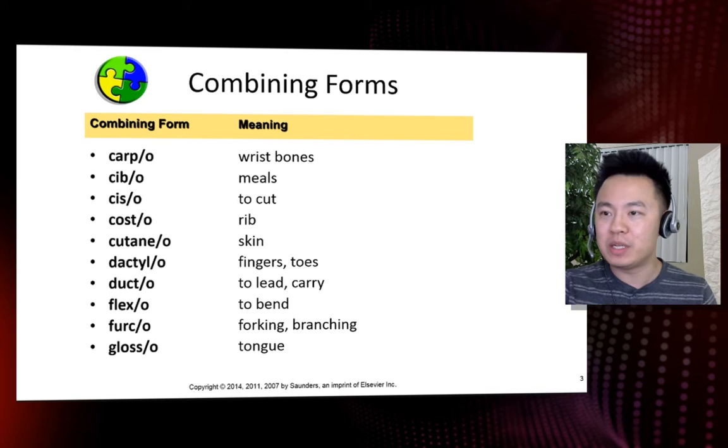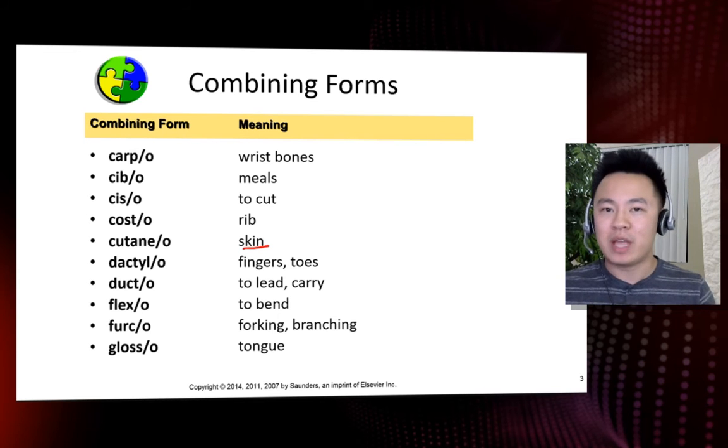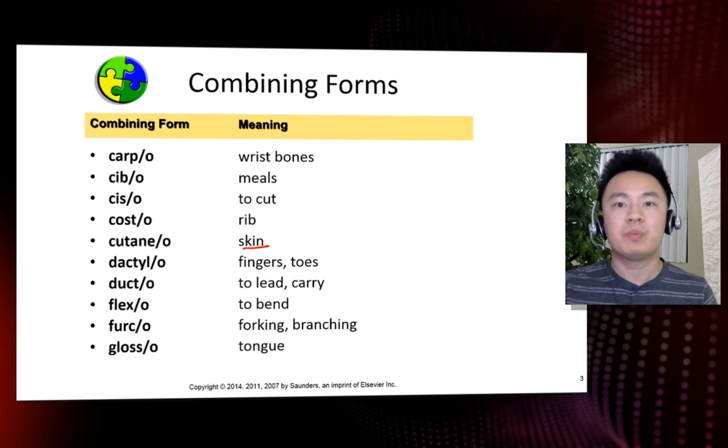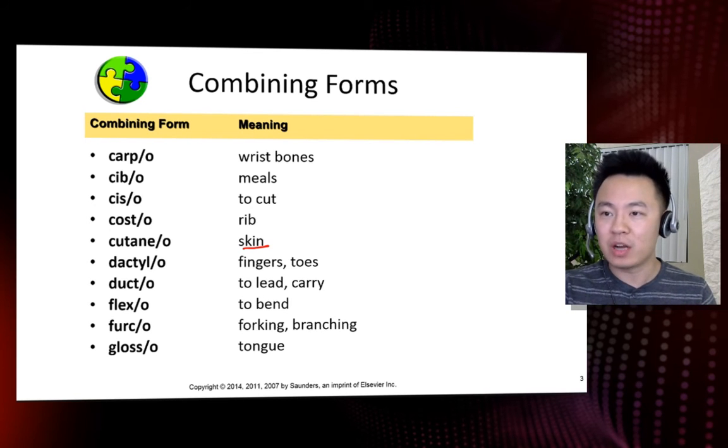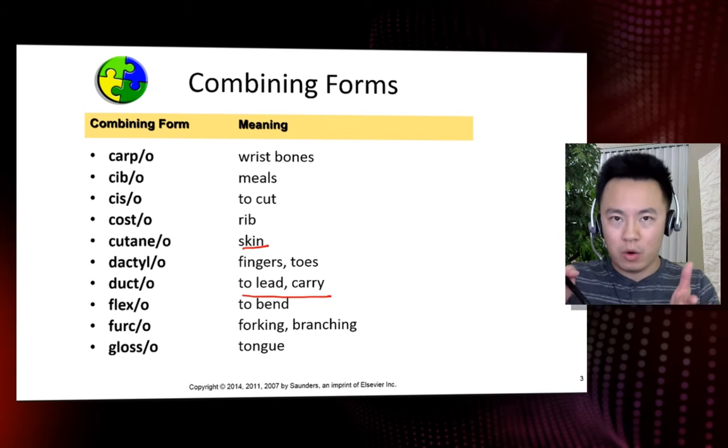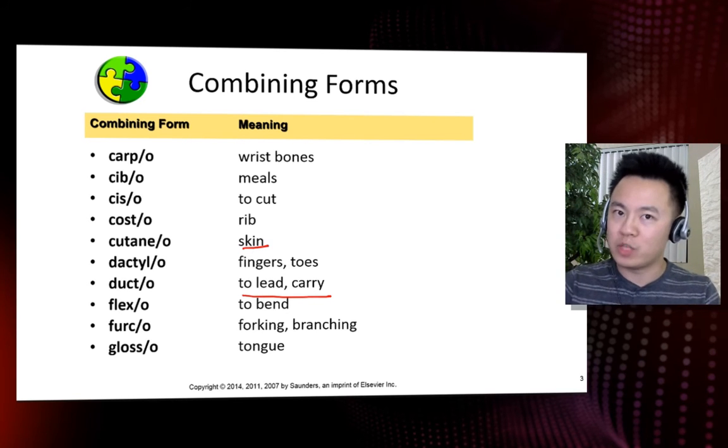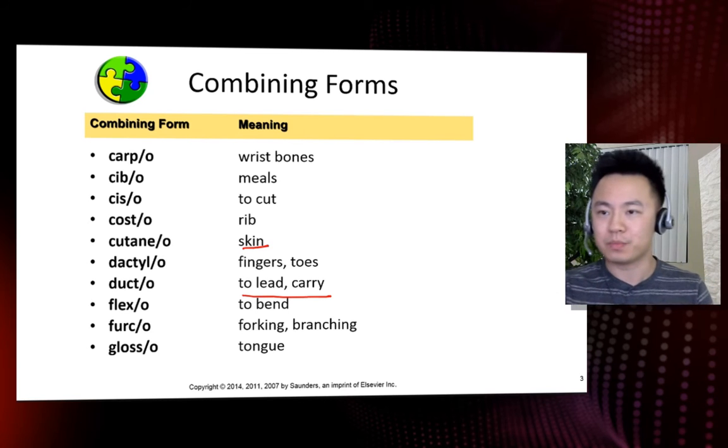Cutaneo here means skin. For example, subcutaneous means beneath the skin. We have ducto, which means to lead, to carry. For example, it's not a medical term, but aqueduct, which is a particular kind of passageway or pathway that water takes to transport itself from one place to another.